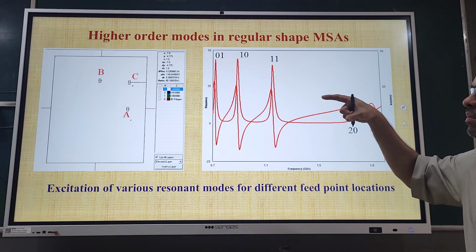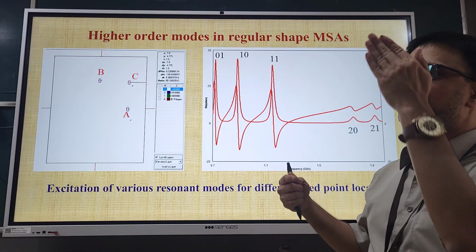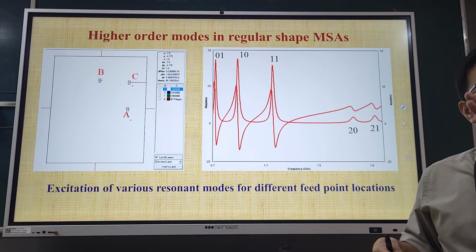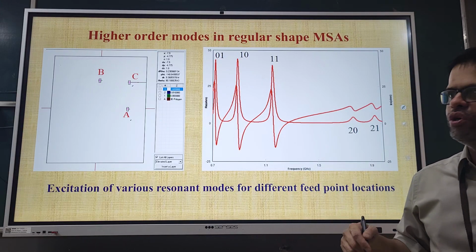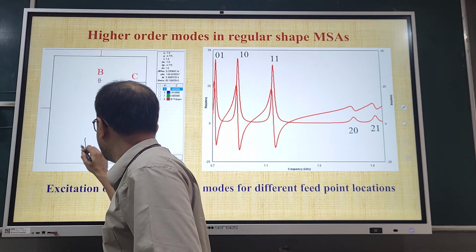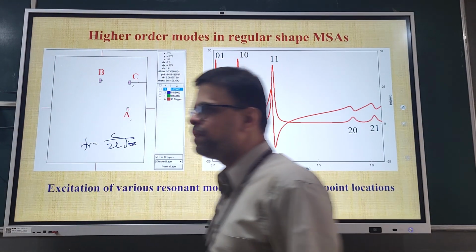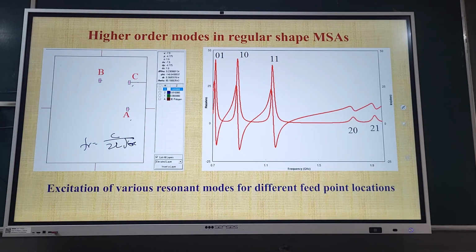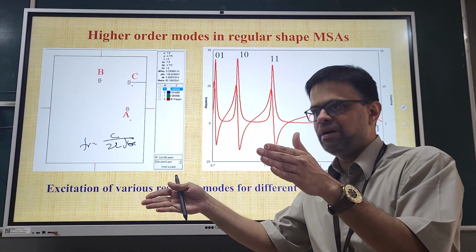As appearing from the structure, length of the RMSA is lesser as compared to width. 0-1 mode frequency will be lower. Why? Frequency is inversely proportional to your length. What is the frequency equation? C upon 2L root epsilon Re. Right? So, if length is more, frequency is less. So, likewise, if width is more, 0-1 mode frequency will be the first to appear, then 1-0 will come.